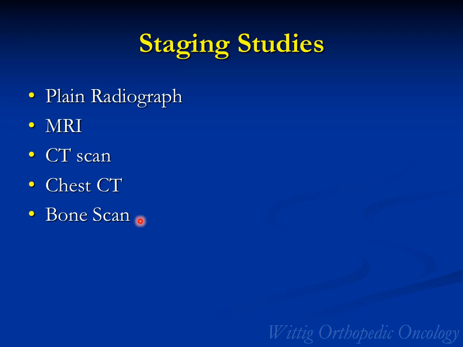Bone scans are useful for detecting bony metastases. They are useful also for identifying intraosseous extension of bone tumors and the length of the bone tumor to see if it correlates with the MRI. But the most value in a bone scan is for determining the presence of bony metastases or skip metastases.